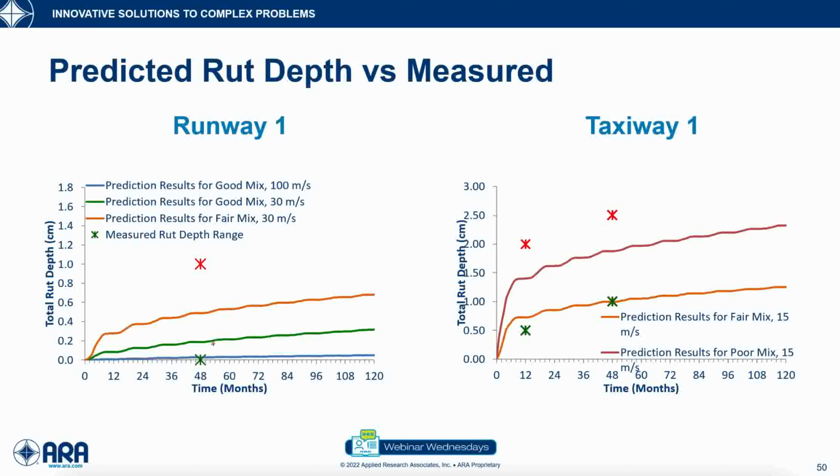And what I found out is that for the same mix, for example, the good mix, the mix that is in blue, at 100 meters per second I see very, very minimum rutting. Very similar to the rutting that we witnessed and measured. Now, if that same mix is, sorry, for aircraft traveling at 30 meters per second, at areas where I see minimum rutting, I get that much rutting predicted. But again, it is close to the minimum rut that I got.